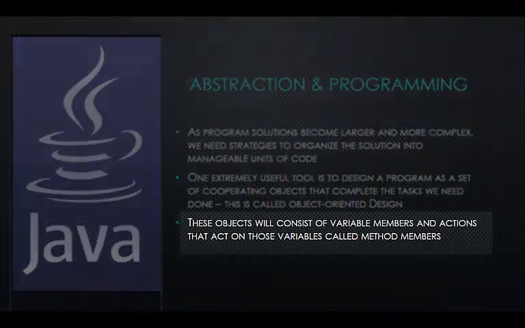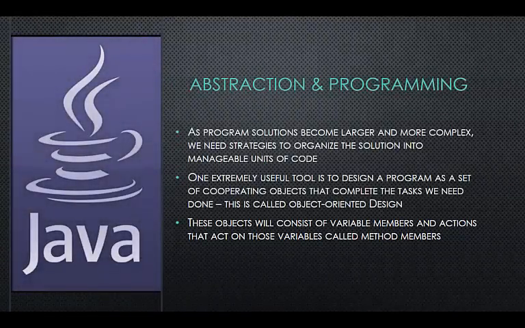Third, these objects will consist of variable members and actions that act on those variables, called method members. We have studied and practiced with variables. Now we need to get comfortable with methods. Remember, all action takes place inside methods. So far, we have been working inside a method called main. Once we start writing longer, more interesting programs, one method is just not enough.